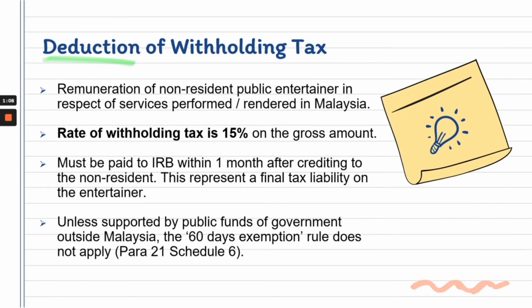Remuneration of a non-resident entertainer will be in respect of the service performed or rendered in Malaysia. The rate of withholding tax will be 15% on the gross amount. This must be paid to the authorities within 1 month after crediting such remuneration to the resident. This represents a final tax liability on the entertainer.